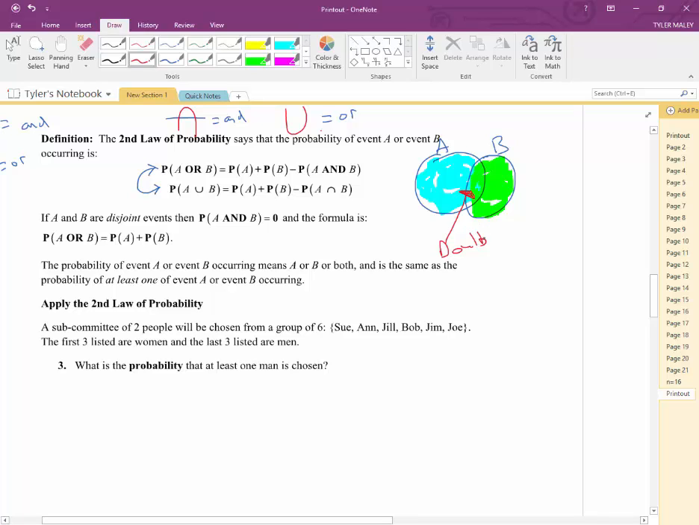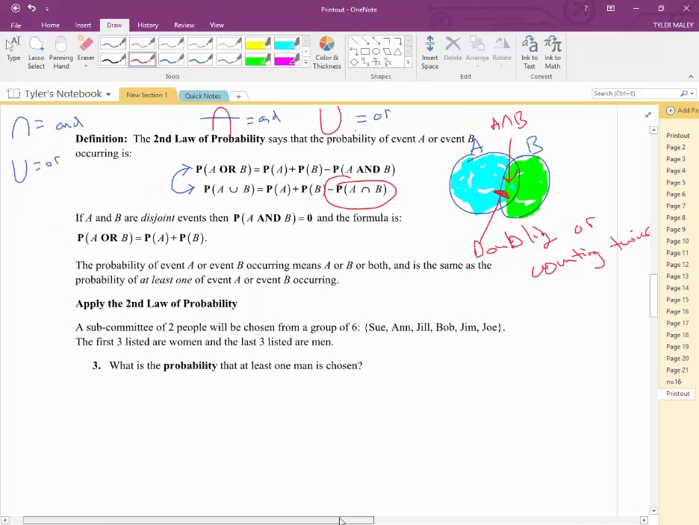We're doubling this area, counting it twice, and that is part of the problem. If I include this area for A, I count it once, and then when I include it for B, I count it again. So to get rid of that overlap, I have to take this away, because in here, this is A and B, the things that are common between A and B.